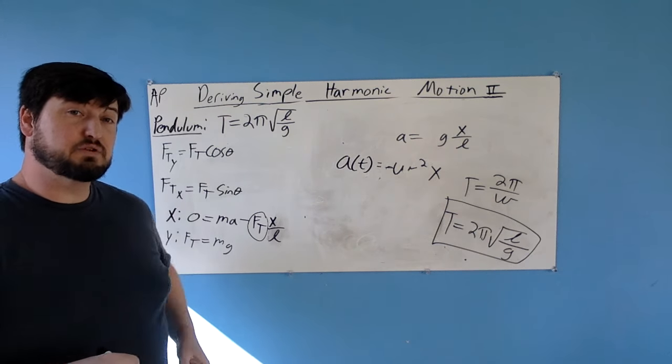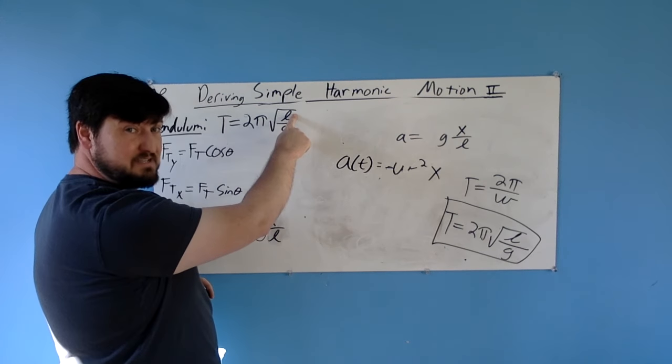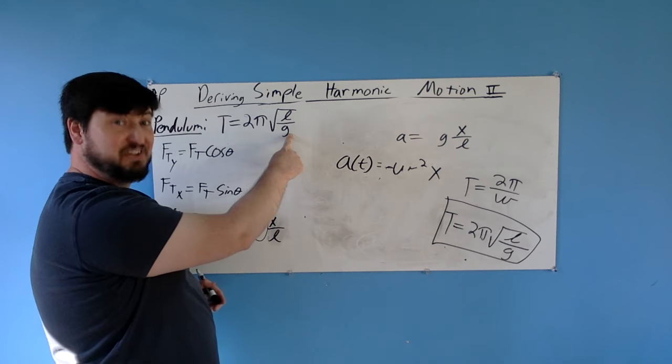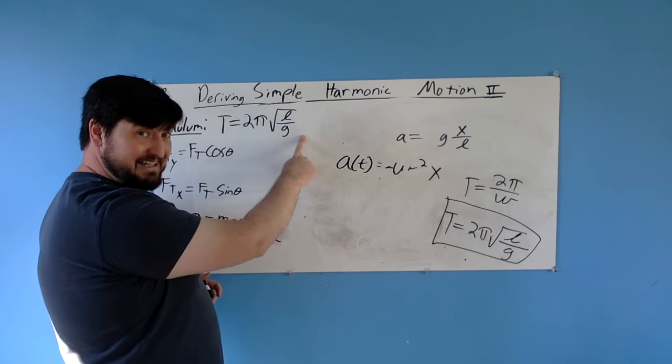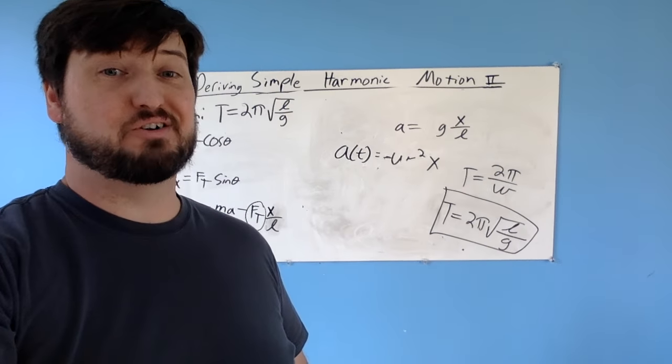And again, the other thing I want you guys to see is this. The thing on top is the thing you can easily change. You can change the length of the string pretty easily. It's extraordinarily hard to change the gravity of the Earth. So, thing you can easily change, thing you cannot easily change, okay? And that's it. That is our simple harmonic motion.